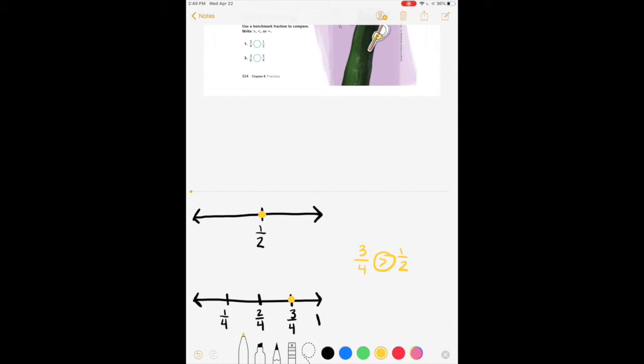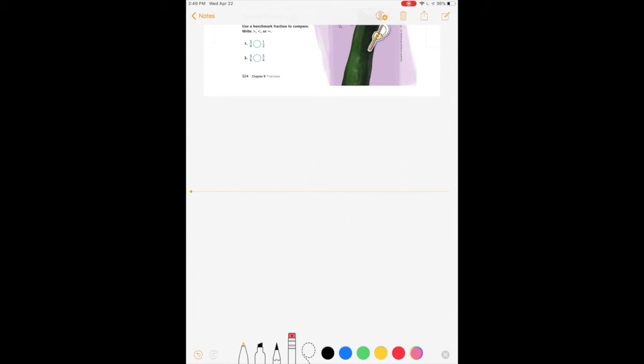Graph it, and then you can just look at the picture and it'll tell you which one is greater. To me, this is so much simpler than having to change the denominators to be the same. All right, I'm going to erase this, and then we'll do number 2.